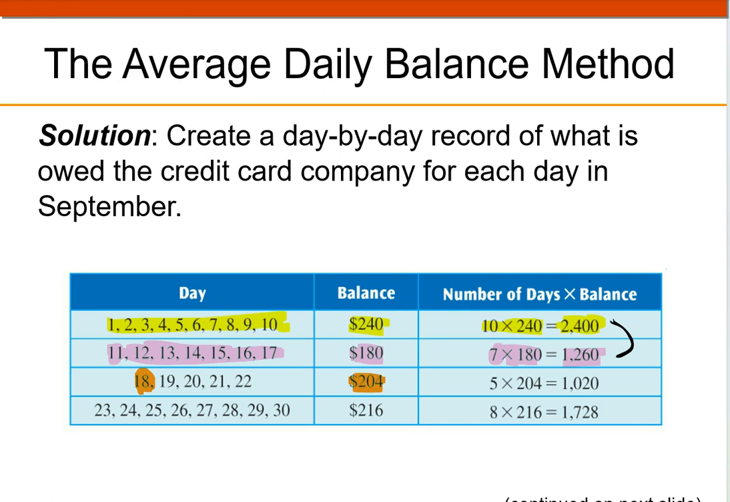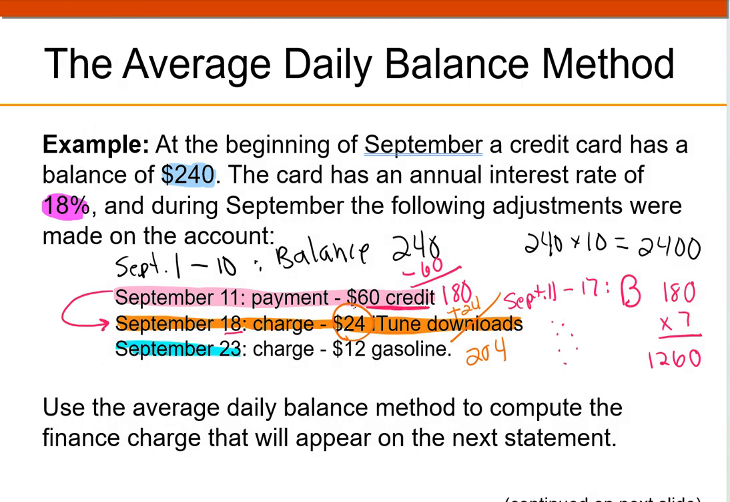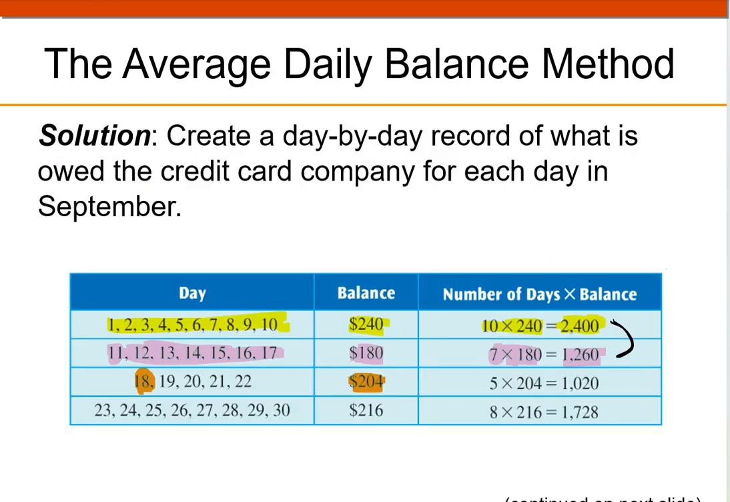And the third line on that last slide said that was September 23rd. Let me use that color. On September 23rd, you made another charge of 12 bucks. Every time you charge on a credit card, it brings your balance up because you haven't paid that money yet. So on the 23rd, that change happened, which means from the 19th, the 20th, the 21st, and the 22nd, that is 1, 2, 3, 4, 5 days. For the next 5 days, your balance remained $204. So instead of adding 204 5 times, you just multiply by 5, and that gives you this number.